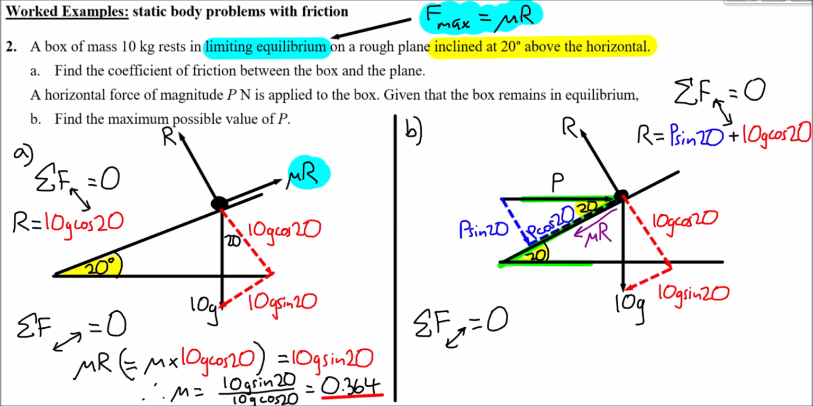So we can add this in as well. So R is this. Getting back to what I was saying earlier, forces going parallel to the slope. So acting up the slope, we've got P cosine 20. That's going to be equal and opposite to mu R, because mu R is acting down the slope, plus 10g sine 20, which is also going down the slope.